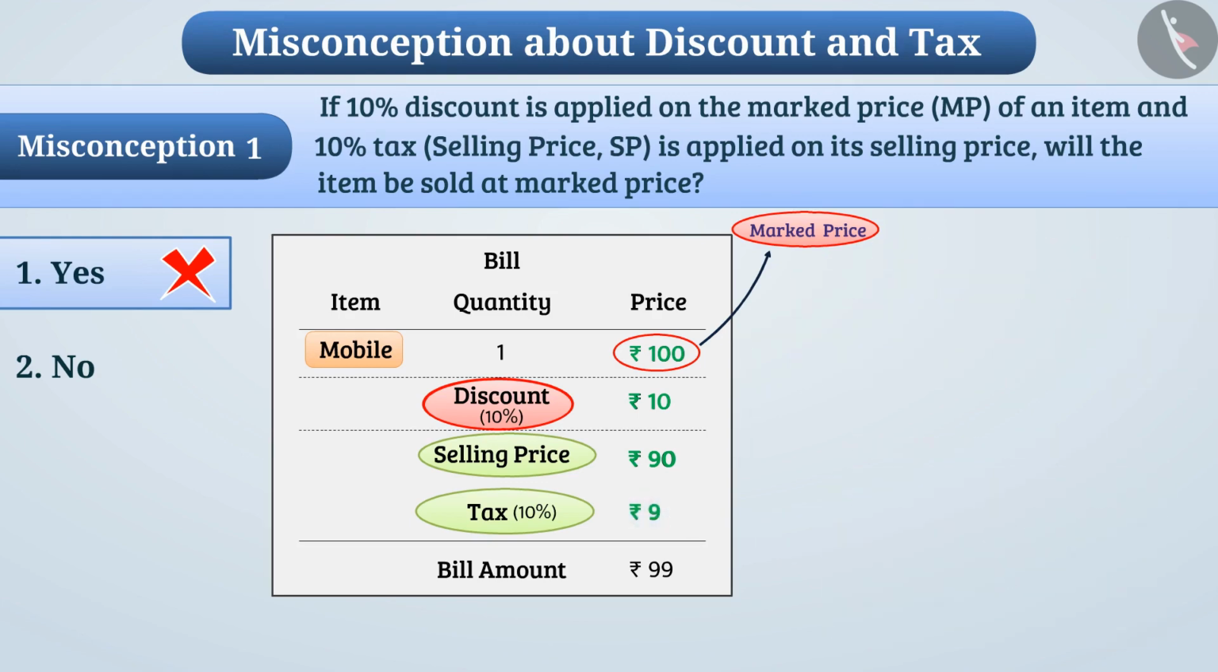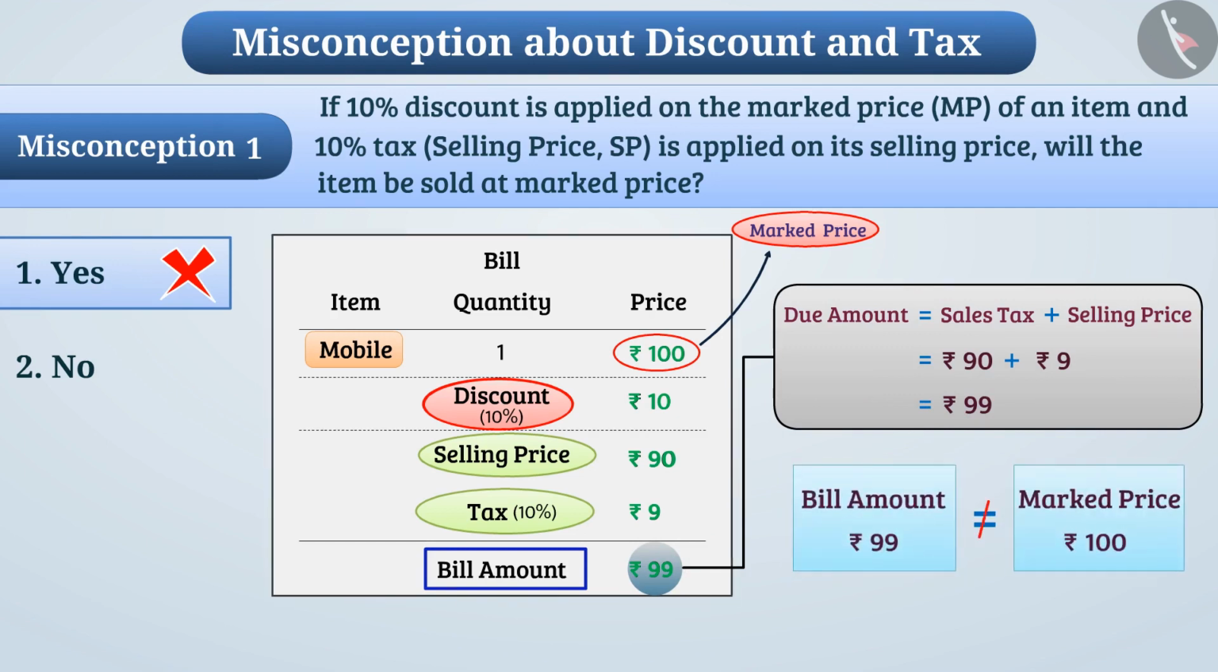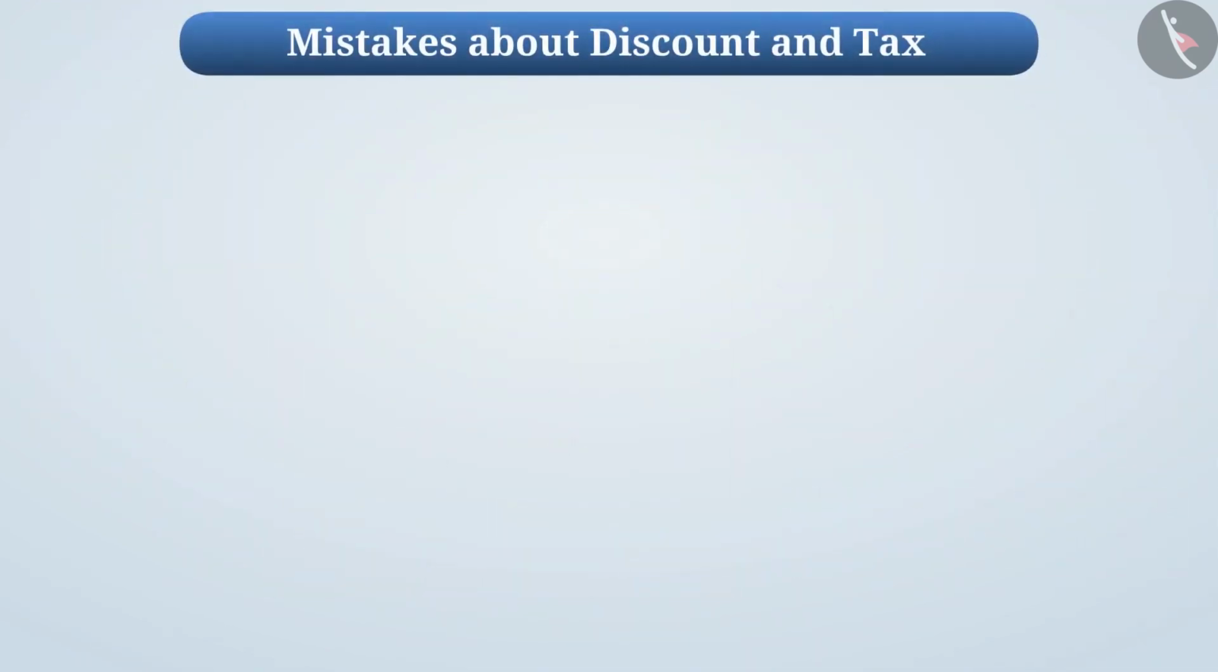Similarly, by adding the sales tax to the selling price, the due amount of the bill is obtained. 90 rupees plus 9 rupees is equal to 99 rupees. Here we will see that the bill amount is not equal to the marked price. So, the goods will not be sold at the marked price. That is, option 2 is the correct answer. Now, let's see some mistakes.